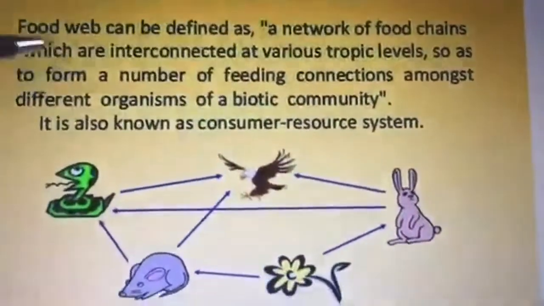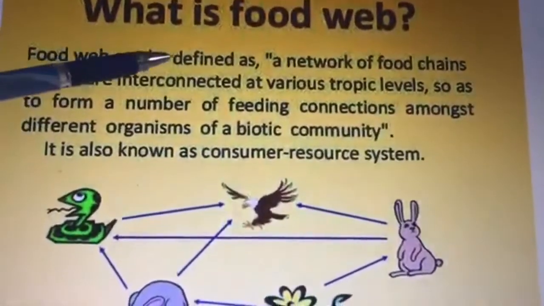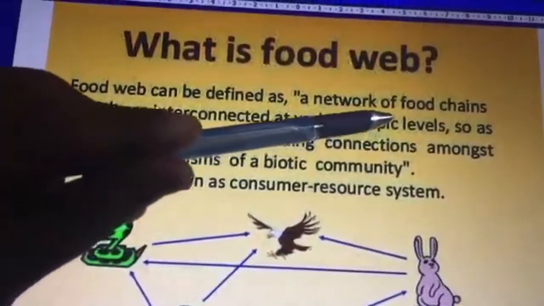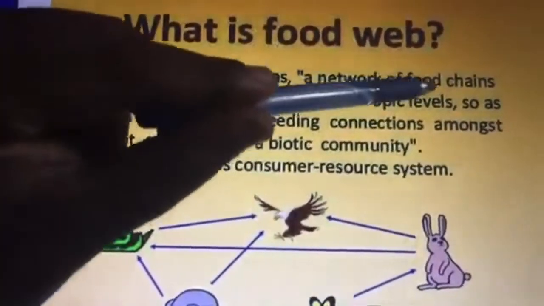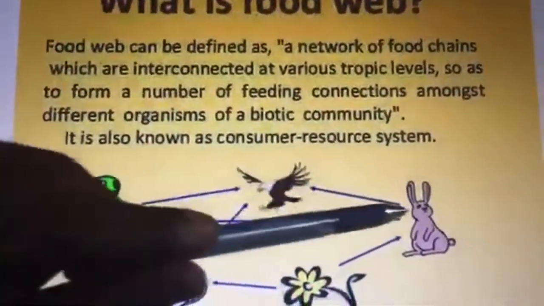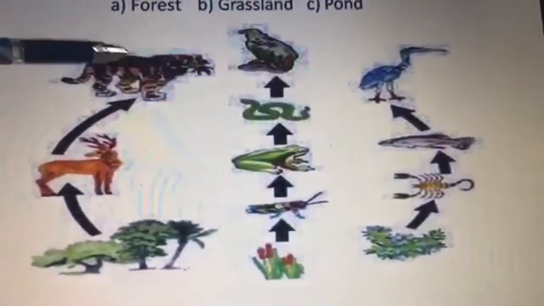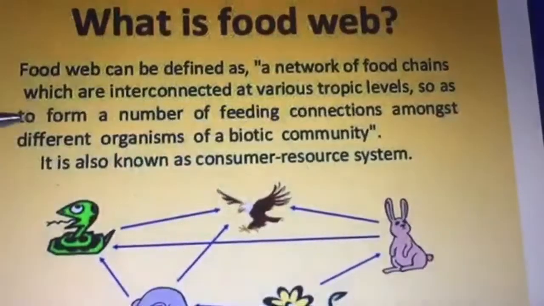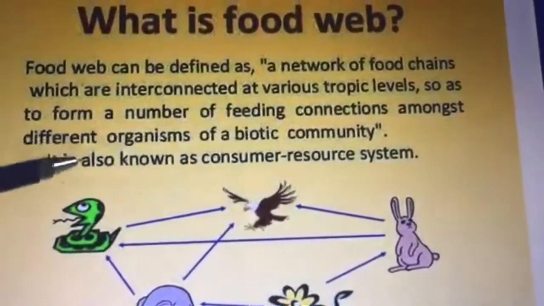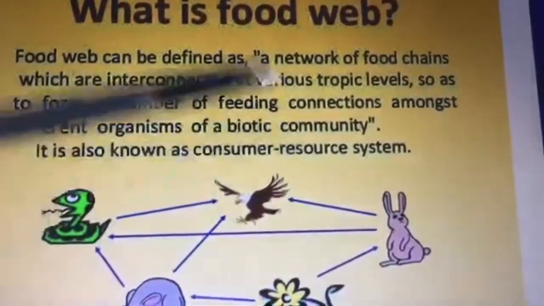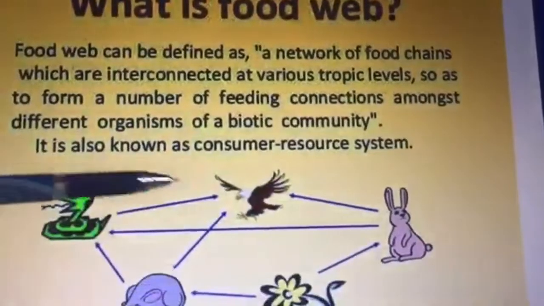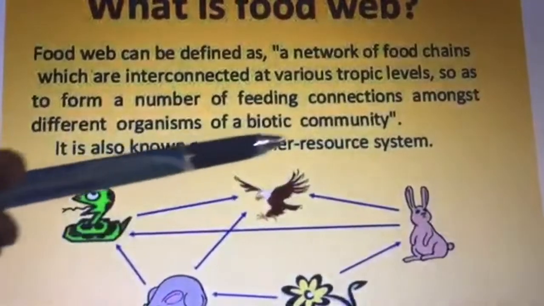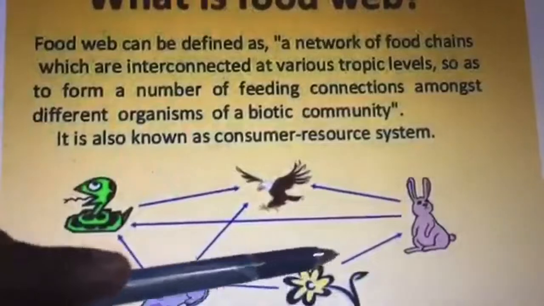Next, food web. A food web can be defined as a network of food chains which are interconnected at various trophic levels. These are interconnected, so here it does not travel linearly. One organism is connected to another organism across food chains, to form a number of feeding connections amongst different organisms of a biotic community. Each and every organism's food chains are connected. It is also known as a consumer resource system. Here the producer is here.